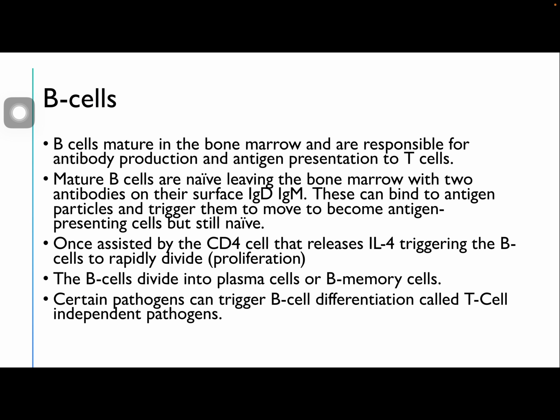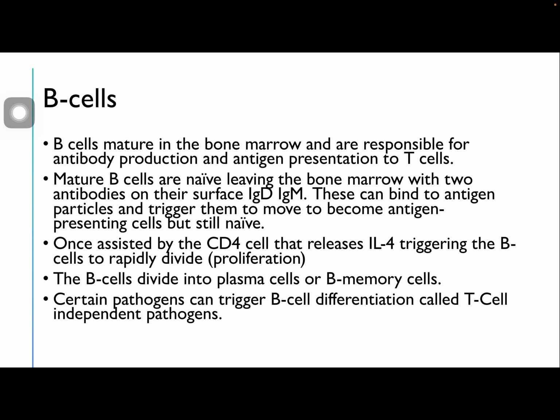Okay, so B cells, we talked about them a lot already. They are produced and mature in the bone marrow, but they don't become activated until they are exposed to a pathogen or antigen. They have a surface antibody called IgD, which binds non-specifically to particles released by those neutrophils, and then they get assisted by the CD4 cells. You don't need to memorize what chemicals they release. They release some chemicals that basically cause the proliferation of the B cells into those plasma cells.